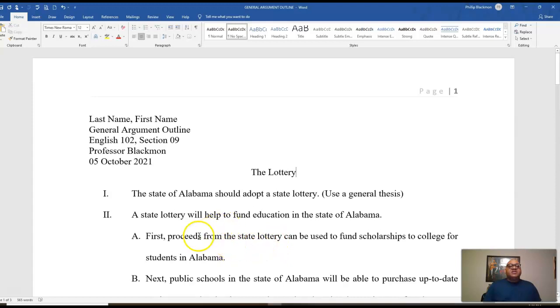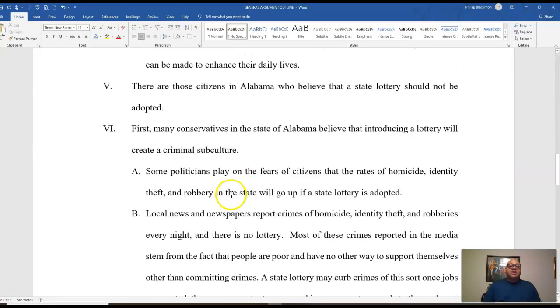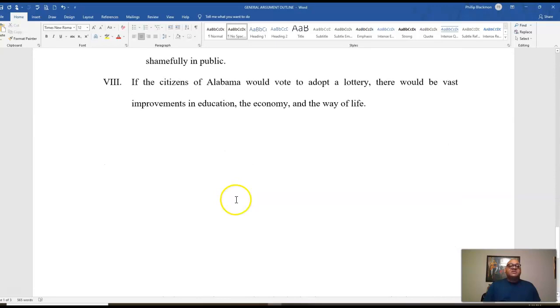So the general argument outline is due October 5th. It is worth 100 points. If you do not submit this assignment, you will fail the class. I want you to do a good job with the assignment, which is why I'm going to break this up into smaller assignments for you, so that I can walk you through getting the entire outline done, which is going to be 3 pages.